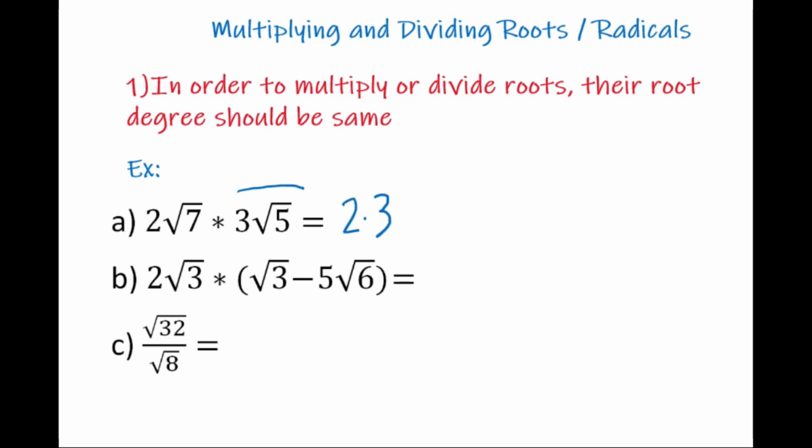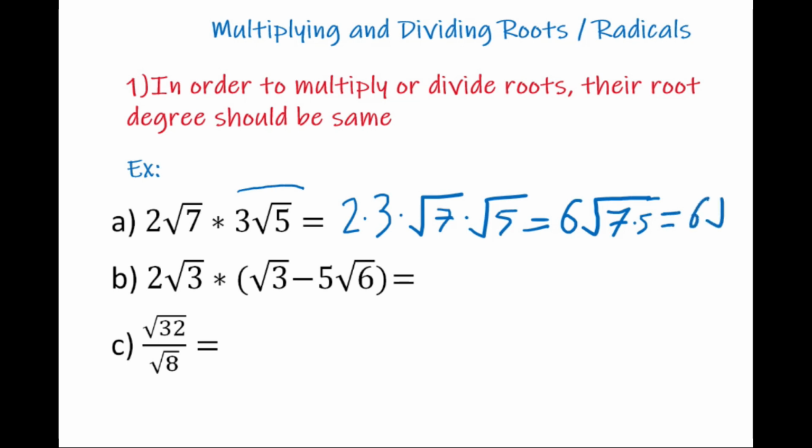This is going to be 2 times 3 times, and then we need to multiply the root parts: square root of 7 times square root of 5. Multiplying 2 by 3 gives 6. So it's going to be 6 times square root of, because the root degrees are the same, we can multiply them inside the same root. It's going to be 7 times 5, which is equal to 6 square root of 35.